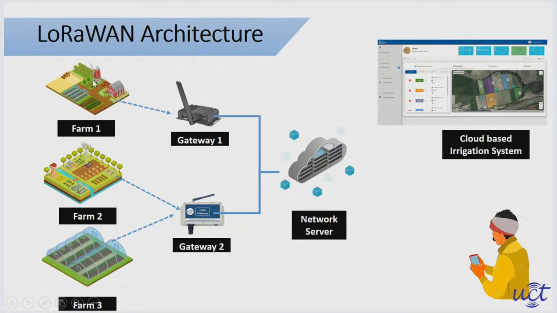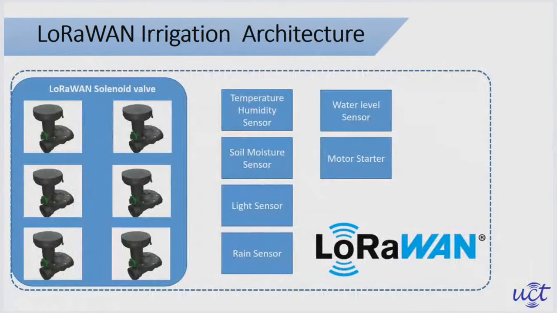These sensor nodes can be solar powered or battery powered, and from there they connect to a server, where we can use our mobile app or laptops to run the cloud based irrigation system. We can use software to program the parameters, like how much water is needed, or based on the sensor data it can start and stop the irrigation autonomously. So this is a typical LoRaWAN irrigation architecture.